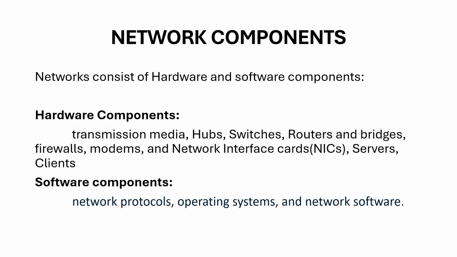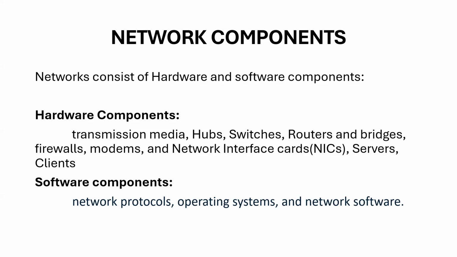So, we have hardware components. A network consists of hardware and software components. Remember, we are protecting what? Components and contents as well as what? Connections. So components-wise, we have the hardware component and the software component. For the hardware components, we talk about the transmission media, which is your cable or your Wi-Fi, the hubs, the switches, routers and bridges, your firewalls, your modems, your interface cards and so on. All these form the hardware component.